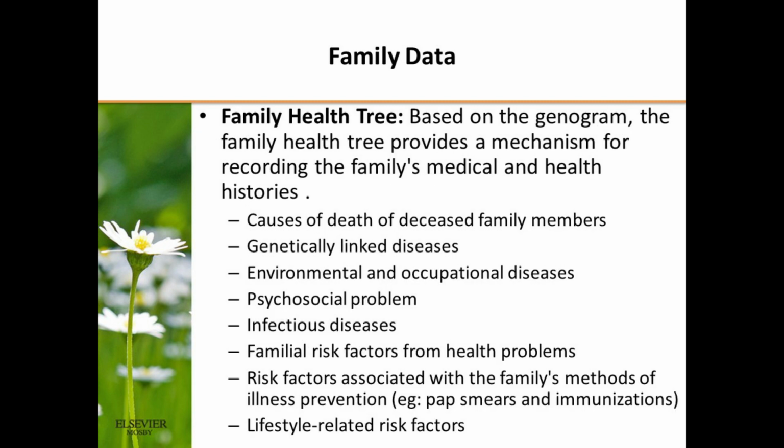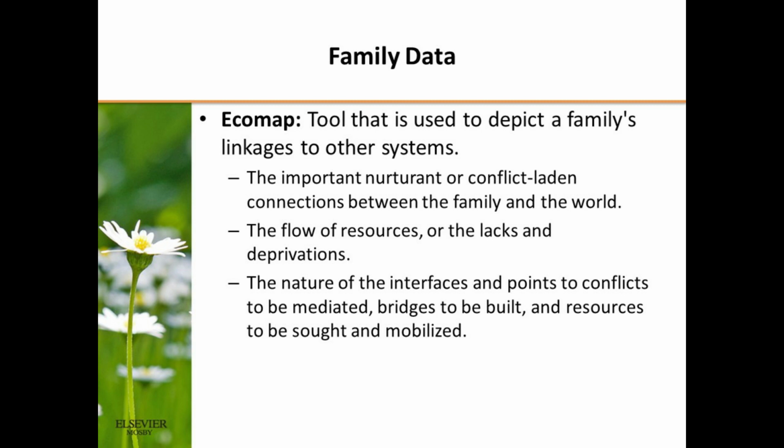Family Health Tree. Based on the genogram, the Family Health Tree provides a mechanism for recording the family's medical and health histories: causes of death of deceased family members, genetically linked diseases, environmental and occupational diseases, psychosocial problems, infectious diseases, familial risk factors from health problems, risk factors associated with the family's methods of illness prevention, e.g., pap smears and immunizations, and lifestyle-related risk factors.